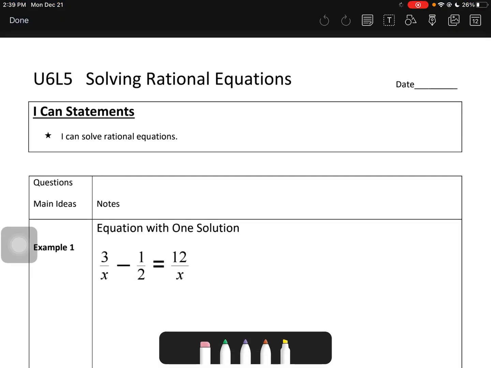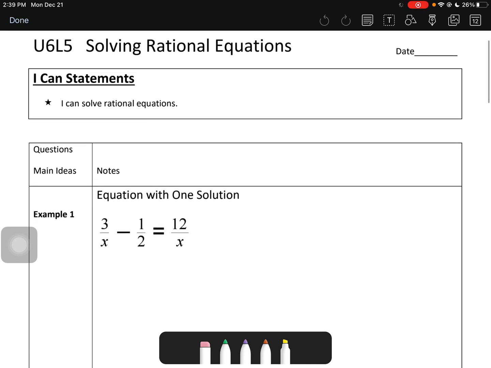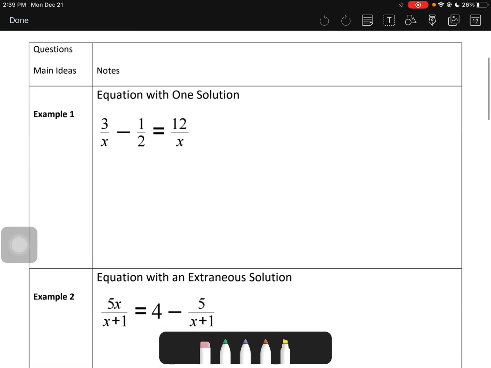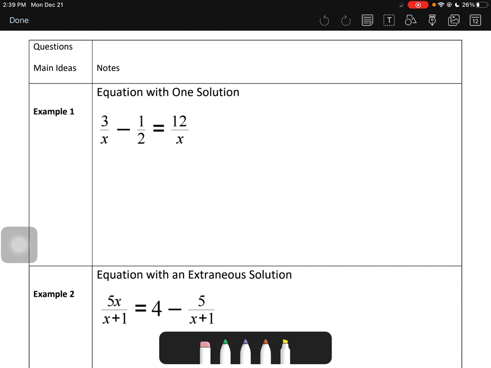In this lesson, we are going to be solving rational equations, which means that we are solving equations that have fractions in them. These fractions may be numbers or contain variables. So, like we know with adding and subtracting, we need to find a common denominator. So it looks like with an x and a 2 and an x, our common denominator would be 2x.